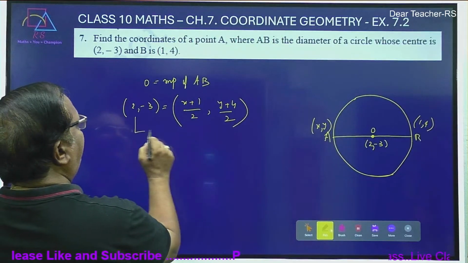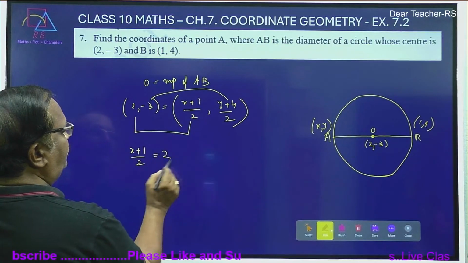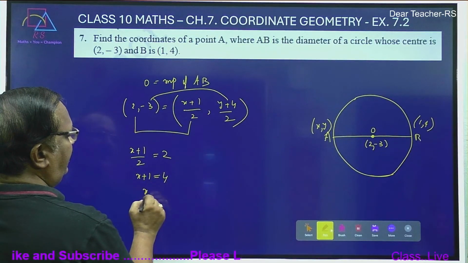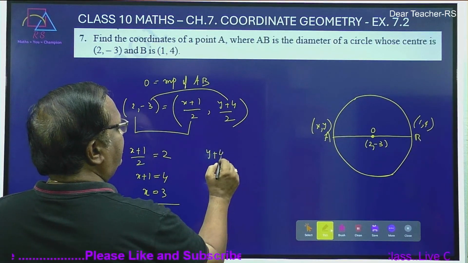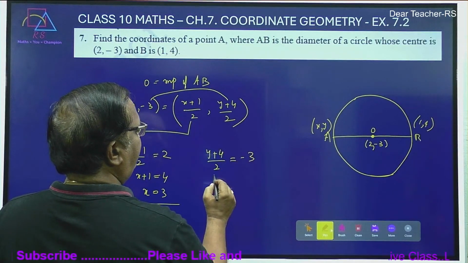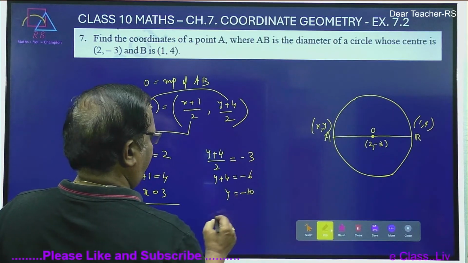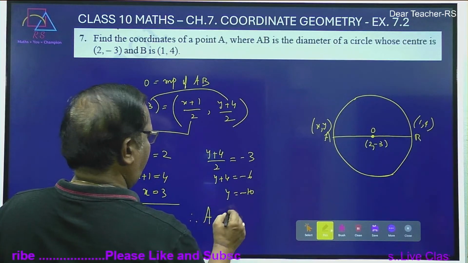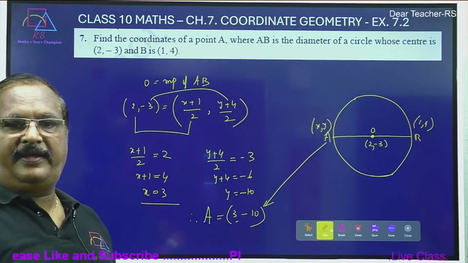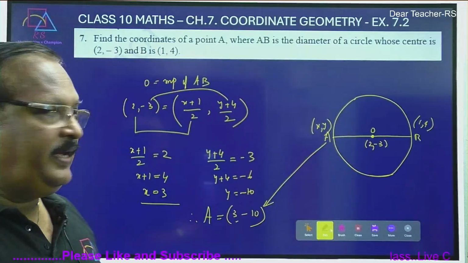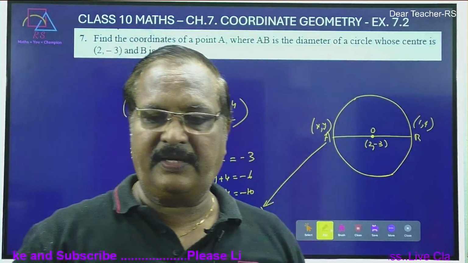Now equate the x coordinates and y coordinates. (x plus 1)/2 is equal to 2, x plus 1 is equal to 4, x is equal to 3. In the same way equate the y coordinates. (y plus 4)/2 is equal to minus 3, y plus 4 is equal to minus 6, and y is equal to minus 10. Therefore A is (3, minus 10). I hope you have got this answer. It's an easy question.